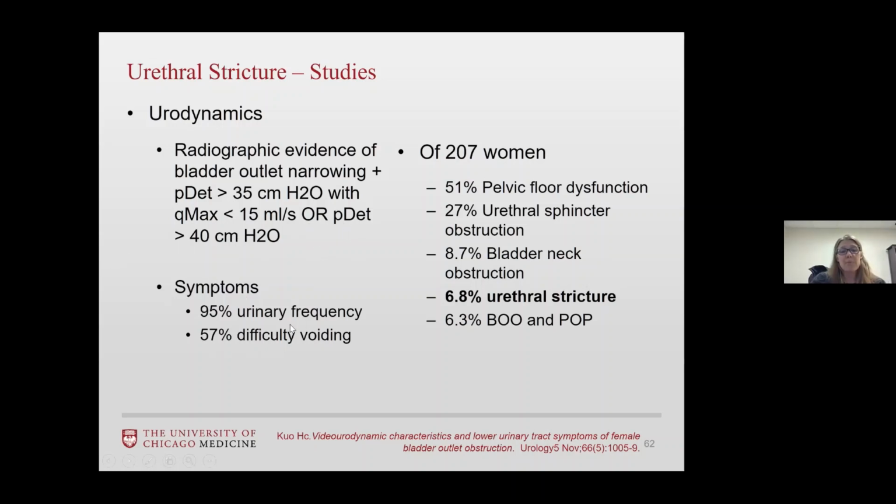95% of them had more irritative voiding symptoms with urinary frequency, and 57% described difficulty voiding. Of 207 women, they found that 51% was from pelvic floor dysfunction, 27% from urethral sphincter obstruction, about 9% bladder neck obstruction, and only about 7% were urethral stricture, and 6.3% were bladder outlet obstruction and pelvic organ prolapse.